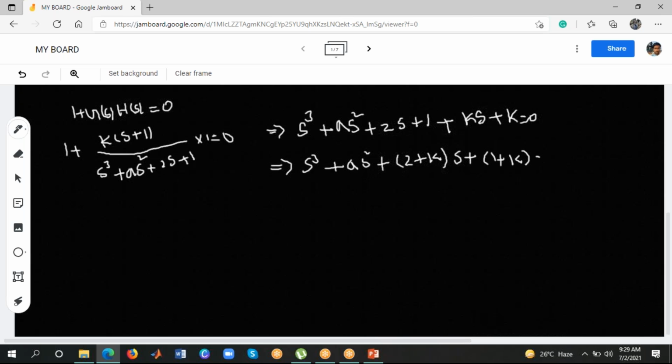Now we are going to construct the Routh array. So here the higher order is 3, right? Then you will get first row with odd coefficients, second row with even coefficients. S cubed, S square, S power 1, S power 0. Then odd coefficients 1, 2 plus K. And second row you will get A, 1 plus K.